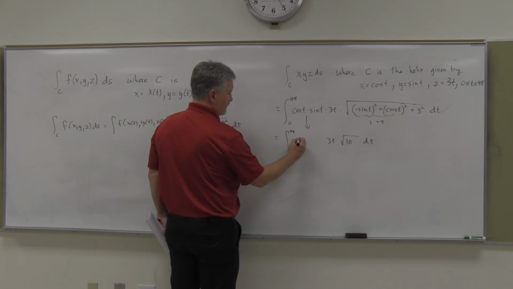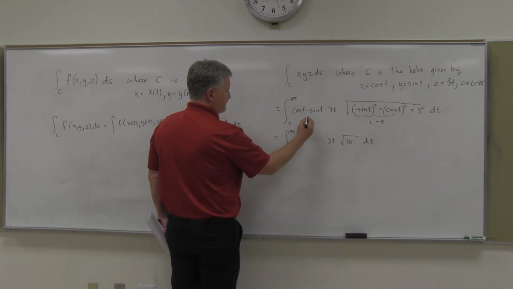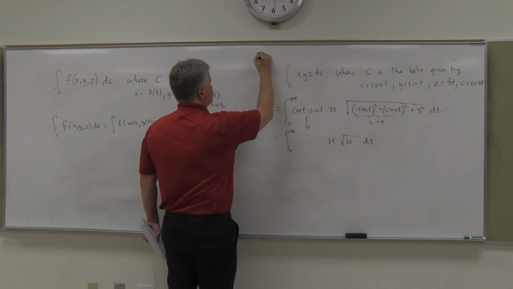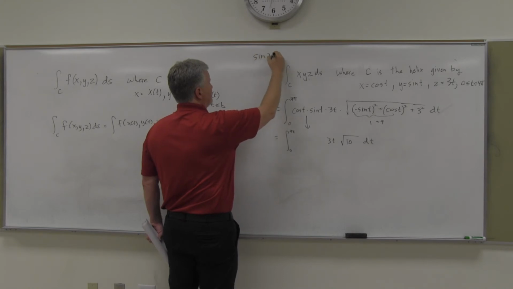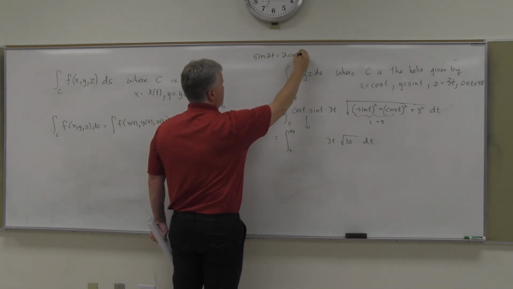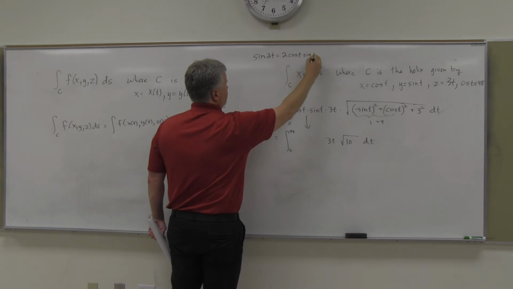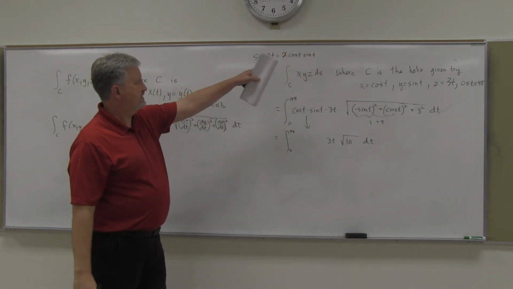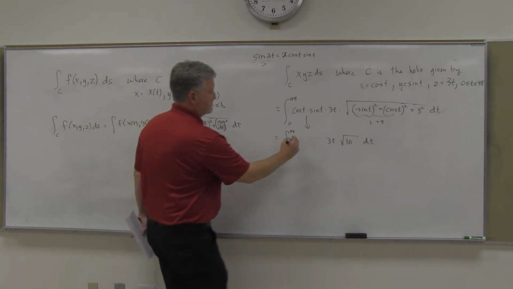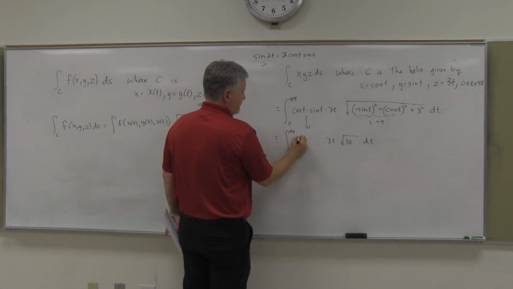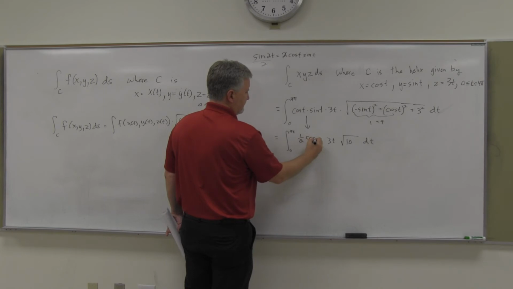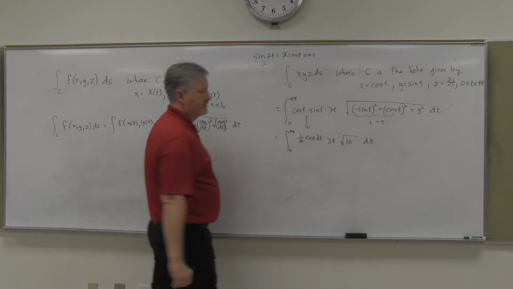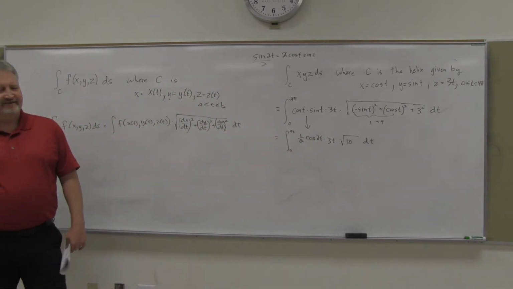Let's change this over using the double angle. Sine of 2t is 2 cosine t sine t. So half of sine of 2t is cosine t sine t. So this condenses down and will be helpful here in this case. Cosine of 2t. With me there?